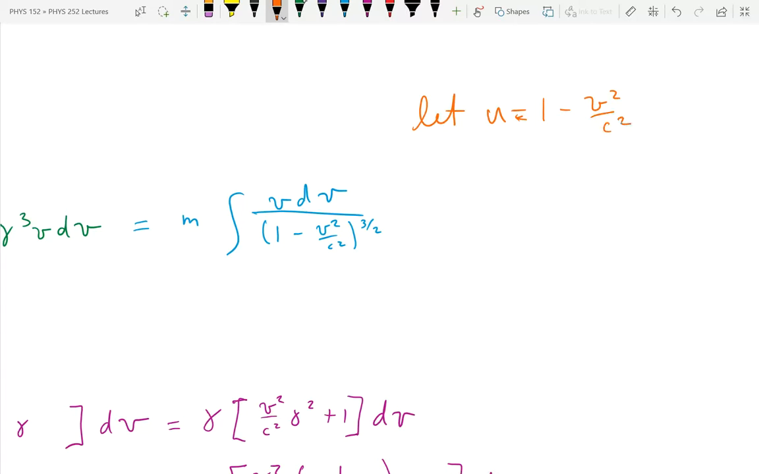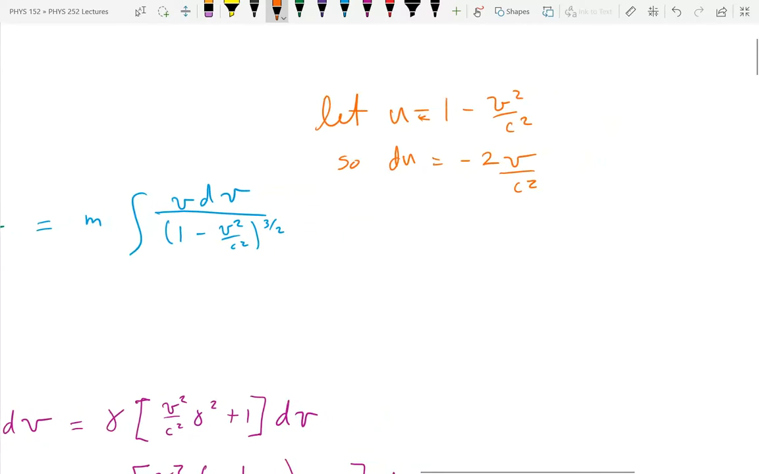Excellent. Good work, gentlemen. When I first did it, I just said v squared over c squared. And then after I was halfway through, I was like, well, that was a stupid choice of mine. You made the correct choice. You know, what difference does it make to have the 1 in there? It makes no difference at this level, but when I do the integral, it makes a big difference. So du is equal to minus 2v over c squared dv. Therefore, v dv is equal to minus c squared over 2 du.